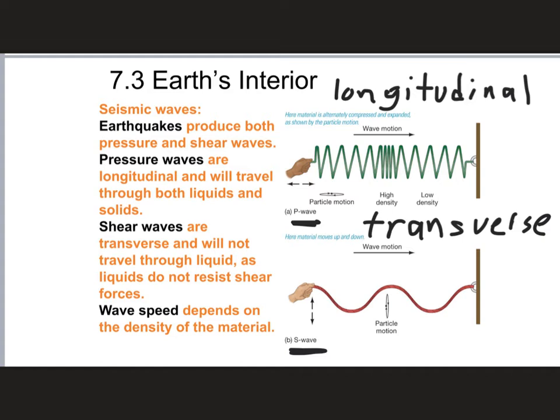So the big takeaway here is that there are two different kinds of waves. There are transverse waves, or S waves, and there are longitudinal waves, or P waves. And they have fundamentally different characteristics about how they move.